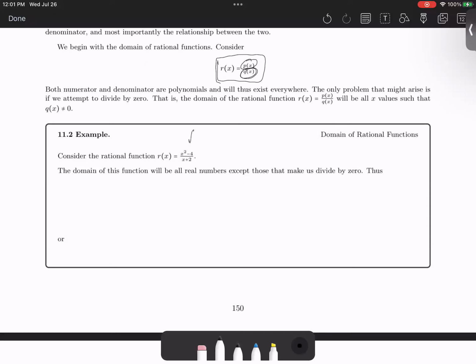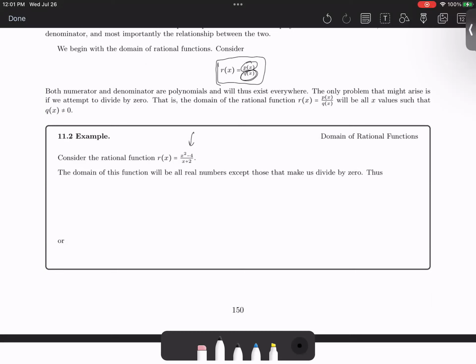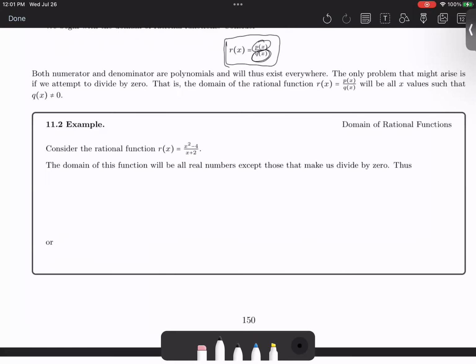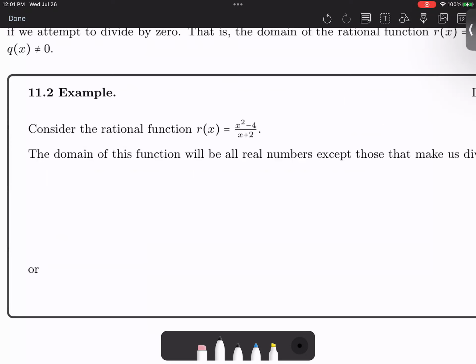So here is a perfect example of a rational function. We have x squared minus 4, that's a quadratic polynomial, divided by x plus 2, that's a straight line, that's a single degree polynomial. So this is a rational function. And if I think about the domain of a rational function, well, I can plug any real number that I want into the top polynomial, and I'm going to get a real number out. I can plug any number that I want into the bottom polynomial, and I'm going to get a real number out. The only problem that might happen is if I divide by 0.